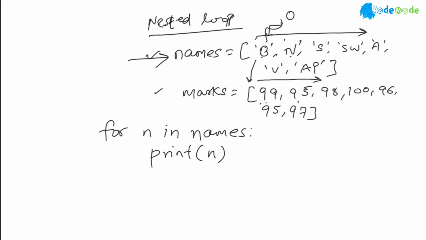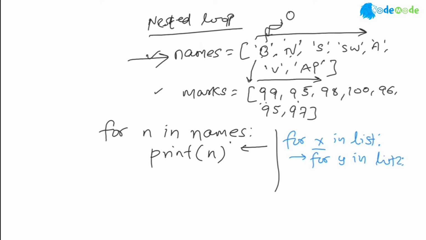But now I also want to print the marks. So should I use another loop inside here? Should I say, similar to what I was talking about, a loop inside a loop? Loop inside a loop, first thing is, I forgot to tell you actually. You will say for x in some list. And then inside, with one tab, you will say for y in, mostly, some another list 2. And then you will process.